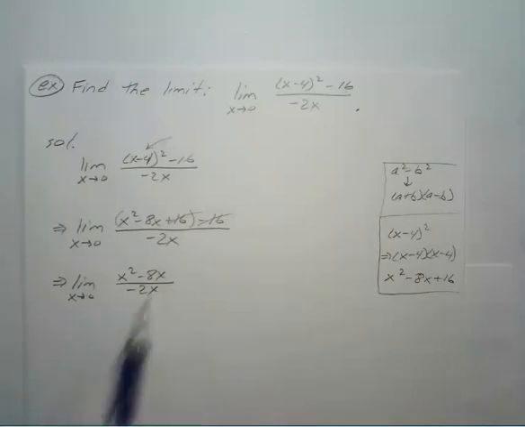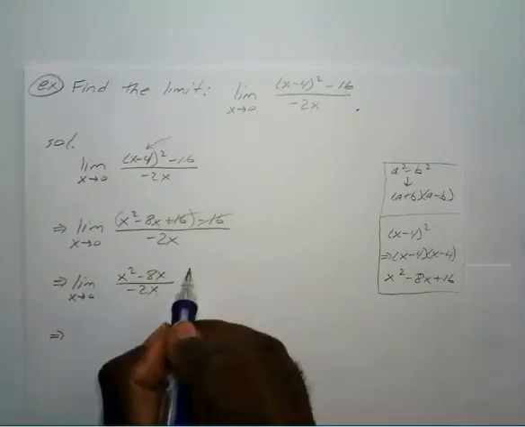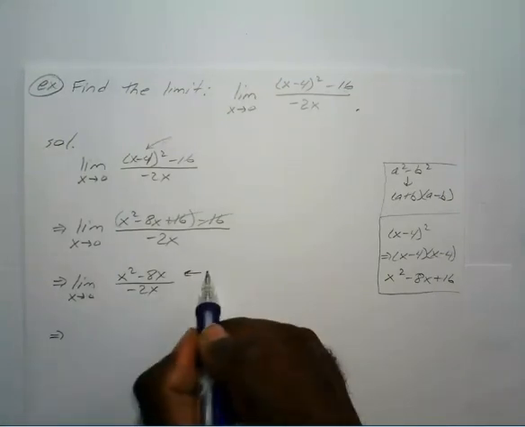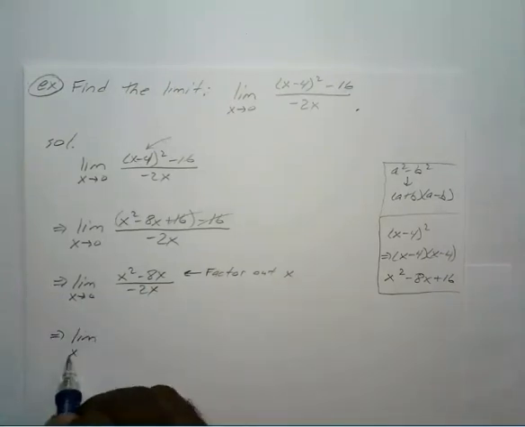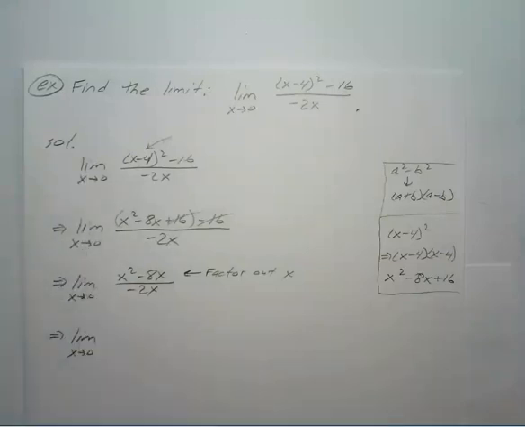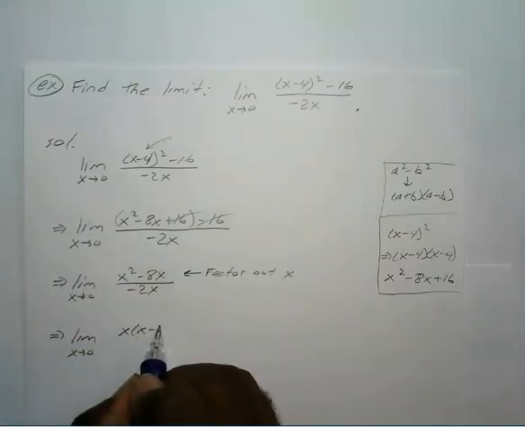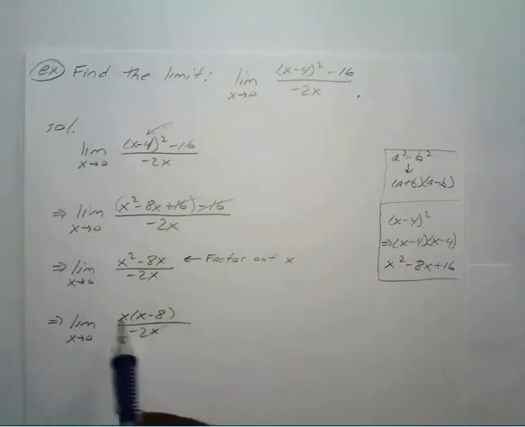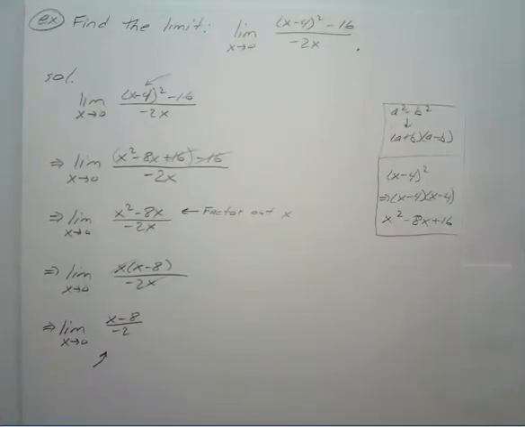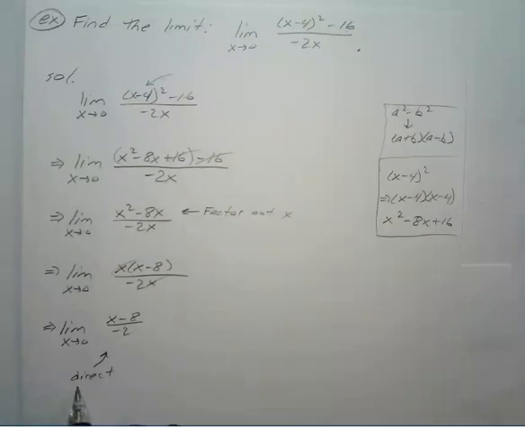Okay, now you still can't plug in 0, but you can factor out an x. So you have the limit as x approaches 0. Yes, remember, write it every single time. Of x times x minus 8 all over negative 2x. Where now these two will cancel each other out. You have the limit as x approaches 0 of x minus 8 over negative 2. Where now we can go ahead and just plug it in. Direct substitution.